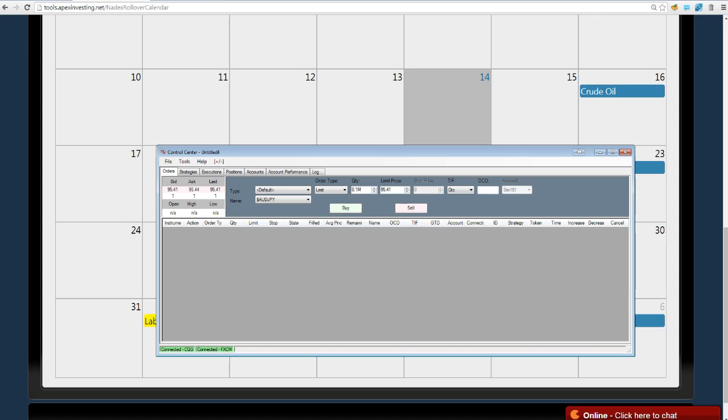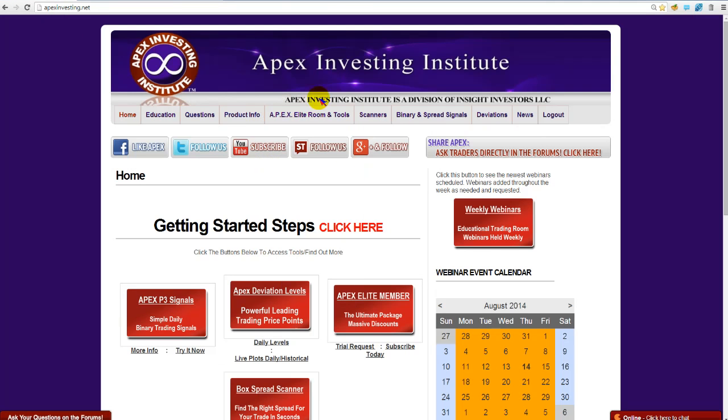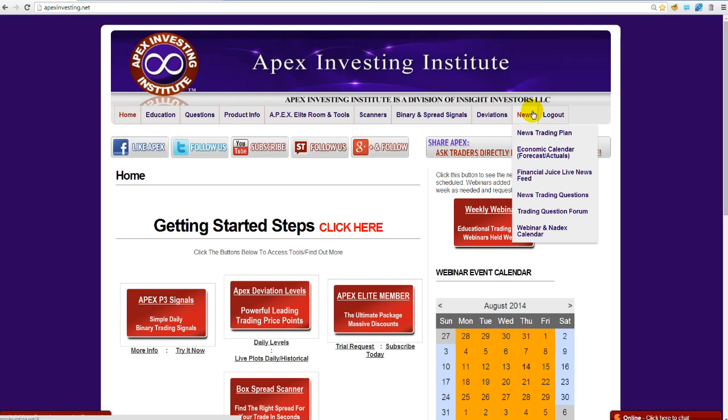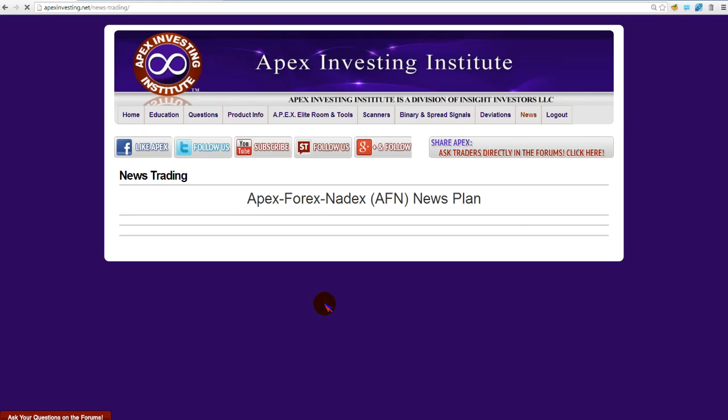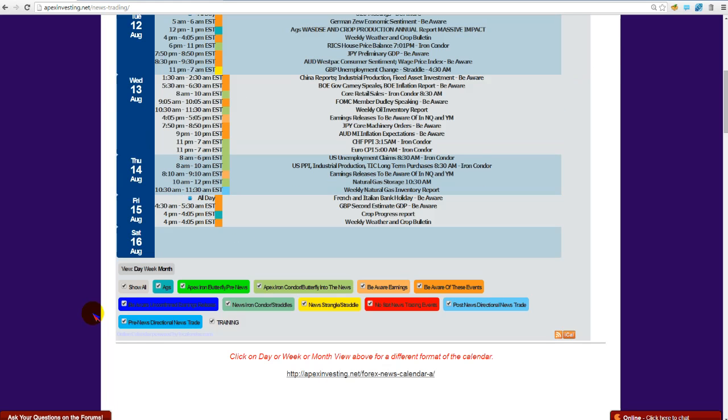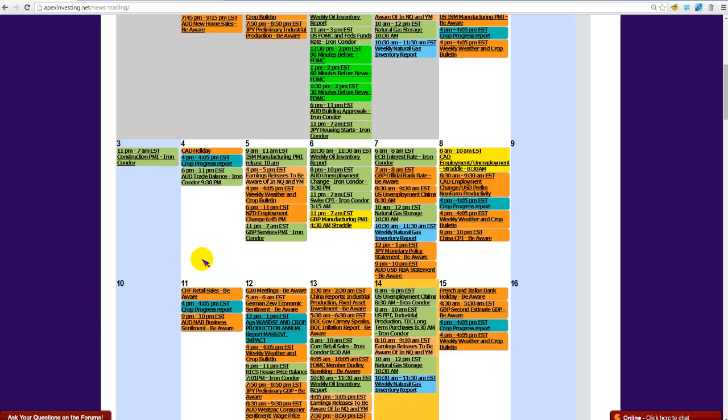So let's see here. We got news. I want to make sure, a lot of people sort of forget about this because it's all the way on the right side of the page. Okay, we got the news trading plan right here. So news trading plan, click on that. We go through and talk about all the different news that's happening and the different releases. I talk about the expectations. I talk about the announcements.